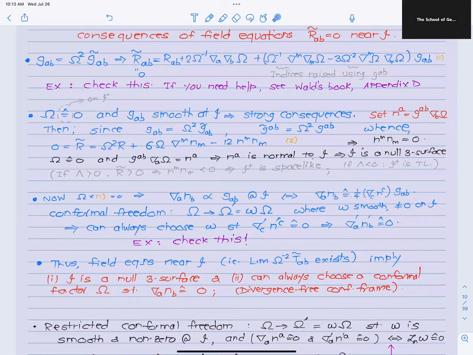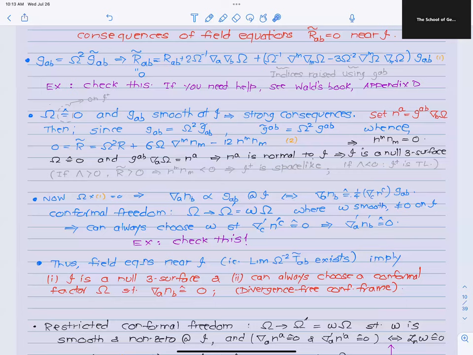So now at scri, I will often use a notation with a hat, an equality with a hat. It means that it only holds at points of scri. So omega is equal to zero on scri, and g tilde AB is smooth on scri. That has very strong consequences.